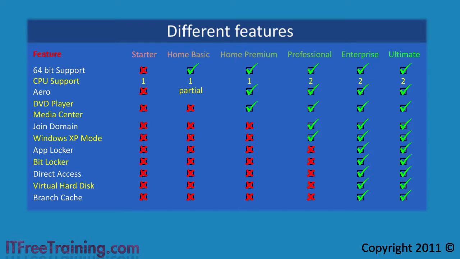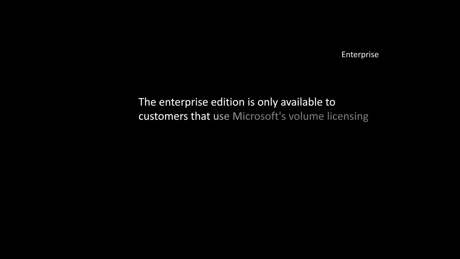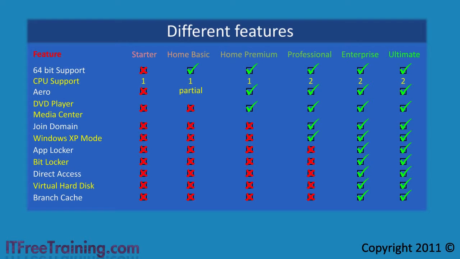Feature-wise, the Enterprise and Ultimate editions are the same. The actual difference between the two editions is the way they are licensed. The Enterprise edition is only available to customers that use Microsoft's volume licensing. The Ultimate edition is available via retail.